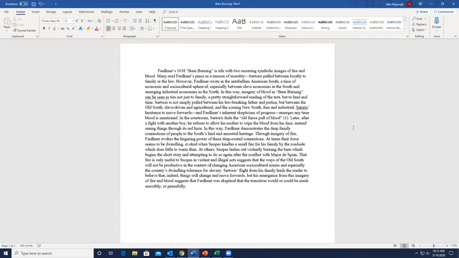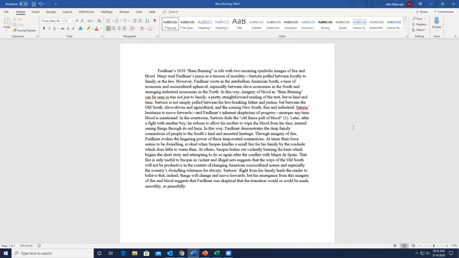Sartoris' hesitance to move forwards and Faulkner's inherent skepticism of progress emerges any time blood is mentioned. In the courtroom, Sartoris feels the, quote, "old fierce pull of blood," end quote. Later, after a fight with another boy, he refuses to allow his mother to wipe the blood from his face, instead seeing things through its red haze. In this way, Faulkner demonstrates the deep family connections of people to the South's land and ancestral heritage. Through imagery of fire, Faulkner evokes the lingering power of these deep-rooted connections.